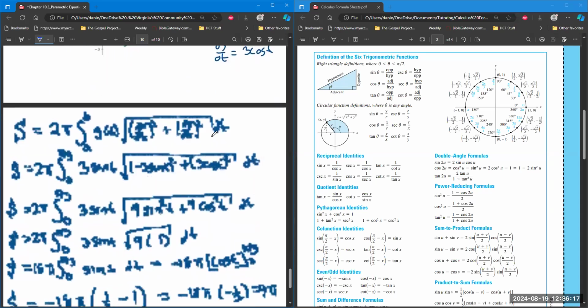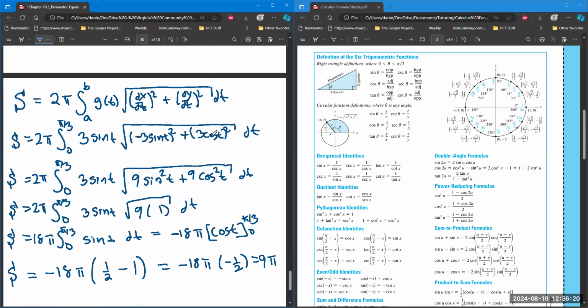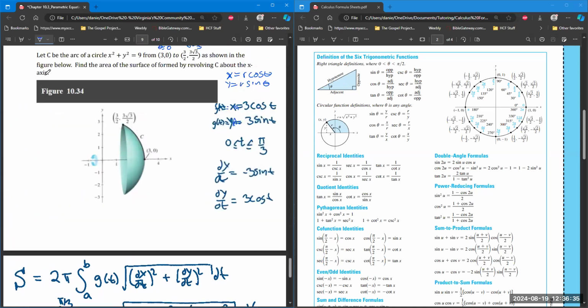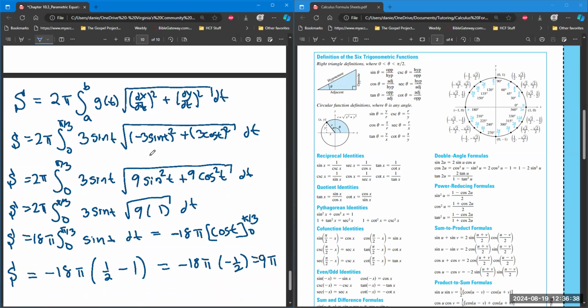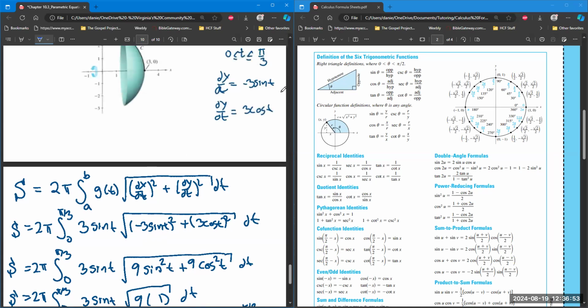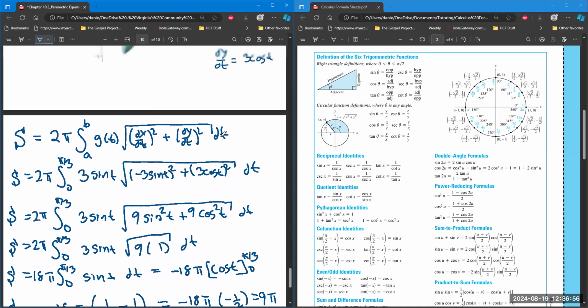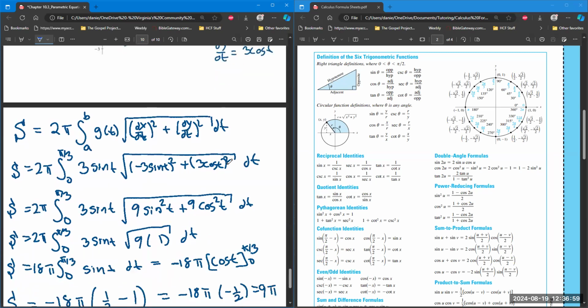All right, let's see. This is going to load up now. That capital S is going to be 2 pi integral from a to b of g of t times the square root of (dx/dt) squared plus (dy/dt) squared, dt. And we're using that one because we have revolution around the x-axis. So that's why we made that choice. I'm going to plug my g of t in as 3 sine of t, and I plug in my limits from 0 to pi over 3 for a and b. My dx/dt I found was negative 3 sine t, and I plugged that in. And my dy/dt I found was 3 cosine t, and I plugged that in.